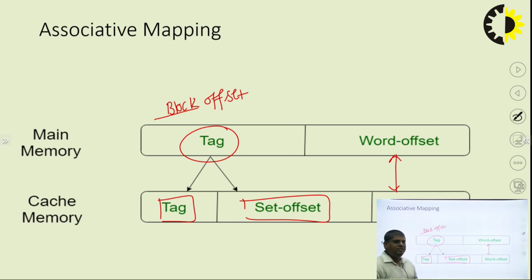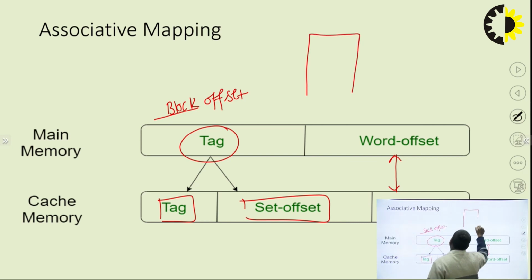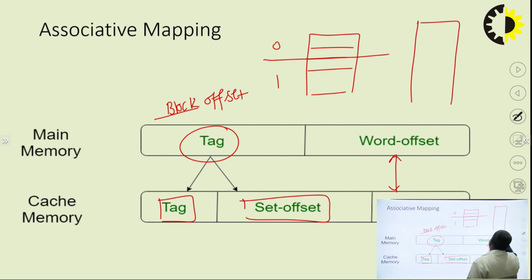Now this is the brief introduction about the mappings. The first one is direct mapping, the second one is associative mapping, and the third one is set associative mapping. It means these whole blocks, 1, 2, 3, 4, are divided into two groups, that is set 0 and set 1. Now this is our RAM.